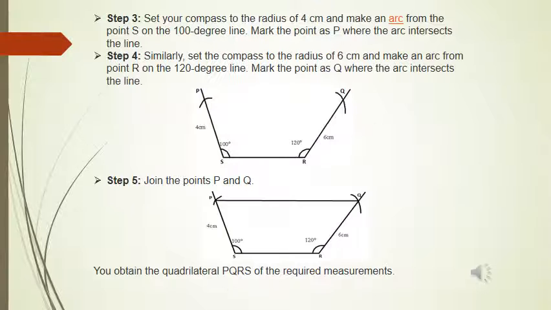Now students, in step 3, you have to draw a 4 cm arc from point S and a 6 cm arc from point R. Now join these two arcs, which lie on P and Q, so you get your required quadrilateral PQRS, where three sides and two included angles are given.